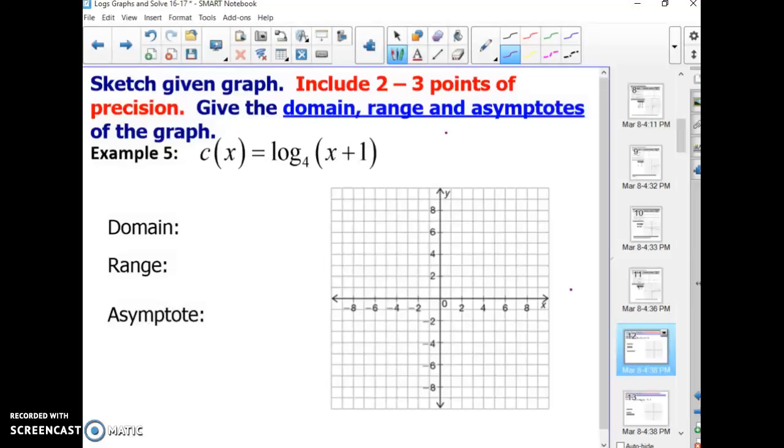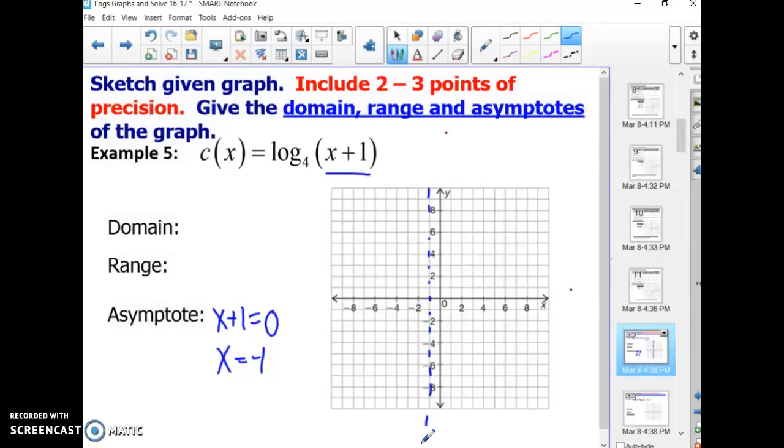Okay, so I've got to sketch my graph, so I have to give the domain, range, and the asymptotes of the graph. So first thing I know with this, my asymptote has to be what's inside because it's a vertical asymptote. So I've got x plus 1 is equal to 0. If I solve for x, I get x is equal to negative 1. So I'm going to draw that in right there.